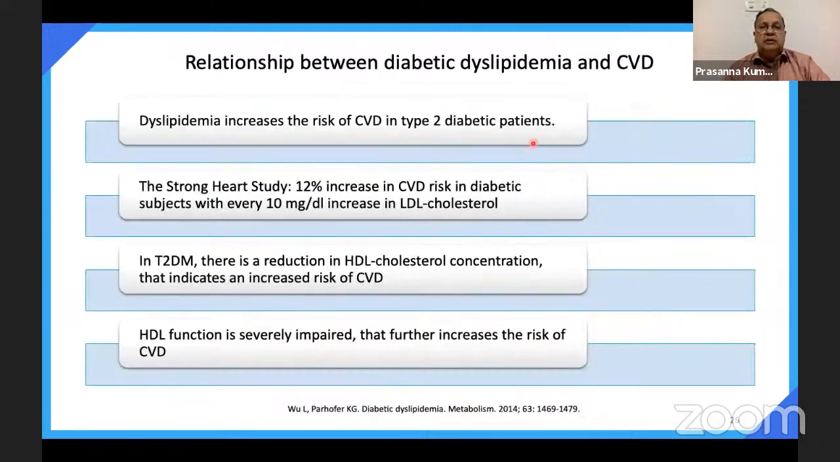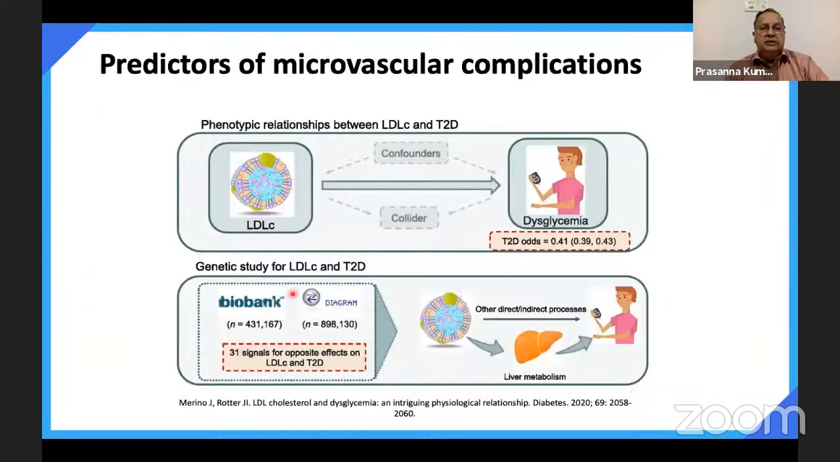Now, what is the relationship between diabetic dyslipidemia and coronary vascular disease? Dyslipidemia increases the risk of coronary vascular disease in diabetics. The Strong Heart Study shows a 12% increase in CVD risk in diabetic subjects with every 10 milligram increase in LDL cholesterol. In type 2 diabetes, there is a reduction in HDL cholesterol concentration that indicates increased risk of CVD. HDL function is severely impaired, which further increases the risk. These are the evidence to show that the higher the triglyceride and the higher the cholesterol, the greater the risk of CVD.